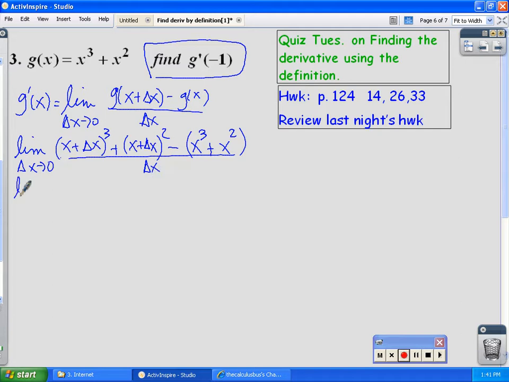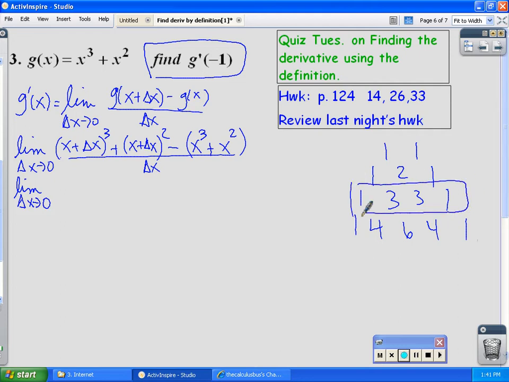Now when you're cubing a function, there's no little shortcut like square the first, double the product, square the last. But if you remember your Pascal's triangle from last year, where you had 1, 1, 1, 2, 1, 1, 3, 3, 1, 1, 4, 6, 4, 1, you'll remember that this gives you the coefficients of the terms of a binomial that's been cubed. So when I expand this, and you could do it by multiplying x plus delta x 3 times, I'll have 1x cubed plus 3x squared delta x plus 3x delta x squared plus delta x cubed. Now squaring, I get x squared plus 2x delta x plus delta x squared.